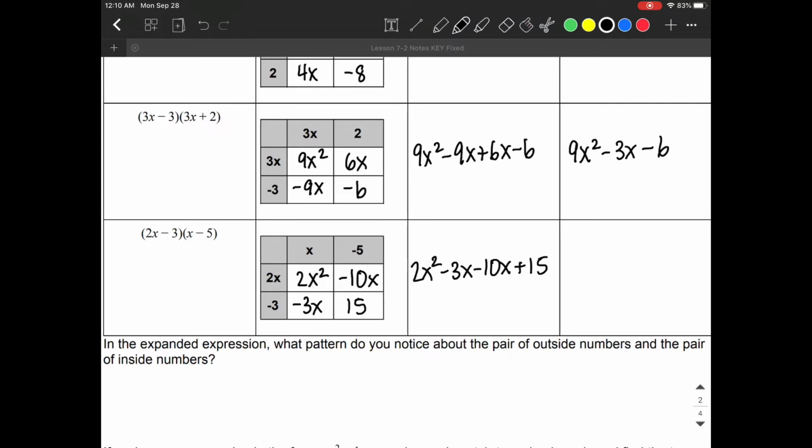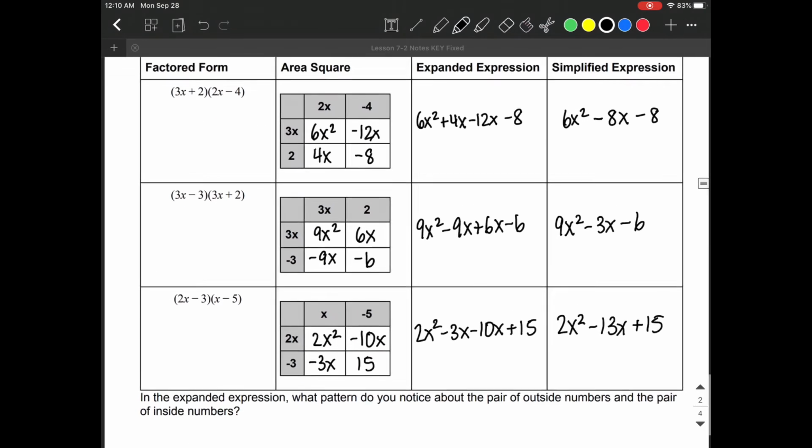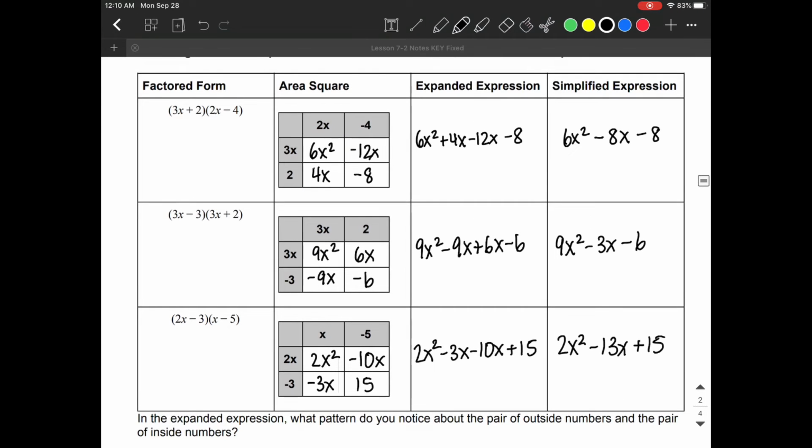And then the simplified form is 2x squared minus 13x plus 15. All right, now that I have this filled out, I'm going to look at it for some patterns. I want to see, is there any way I could go from the simplified expression back to factored form? Because that's what I want to be able to do, because that's the easiest thing to do.